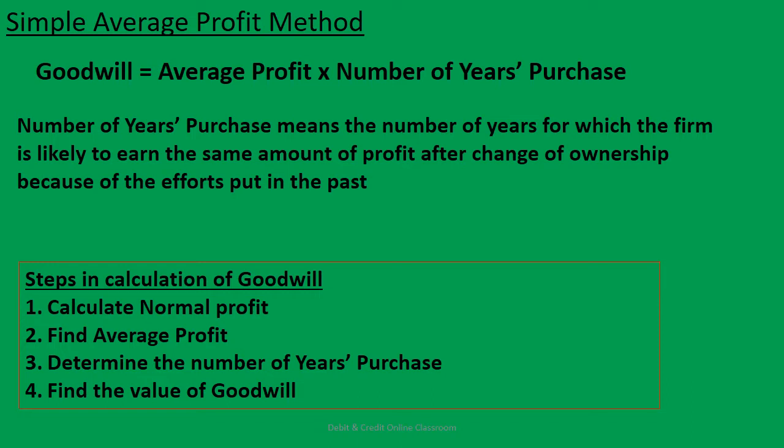Then second step is we have to find the average business profit. Add the normal business profit for all the years and divide the sum of it by the number of years for which the profit is determined to calculate the average profit. Say if it is for 4 years, add the profits for these 4 years and divide it by 4. That is how we find the average profit.